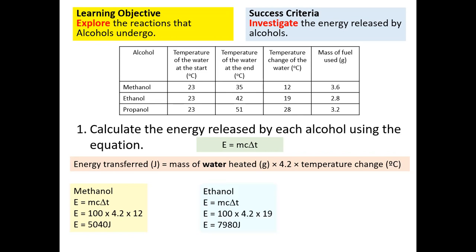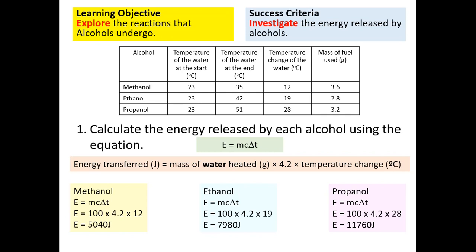And the next one, ethanol. So it's still 100 grams of water. We use the same amount each time. Specific heat capacity is still 4.2 times 19 gives 7,980. And lastly, propanol. 100 times 4.2 times 28, giving 11,760. So that's question 1. That's the amount of energy released by each fuel.